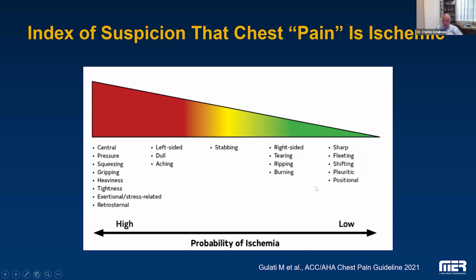I would put stabbing over here someplace. Burning can be an issue because there are any number of people who have thought that they had esophageal reflux that turn out to have coronary ischemia. So I'm not sure I'd put that here. I'd put that more over here somewhere. But I think you get the point.